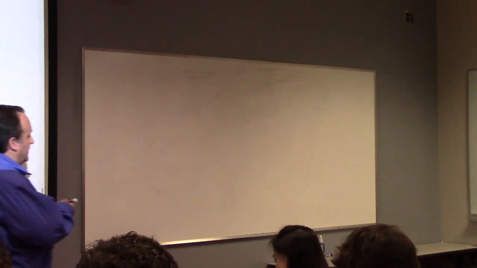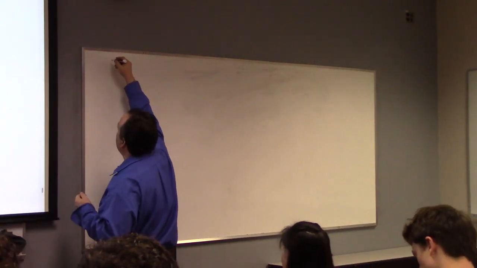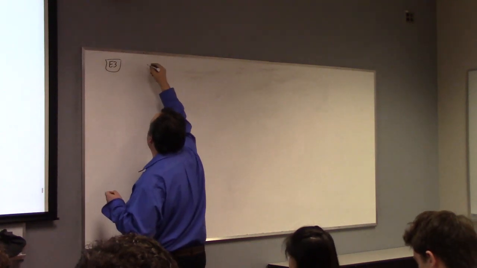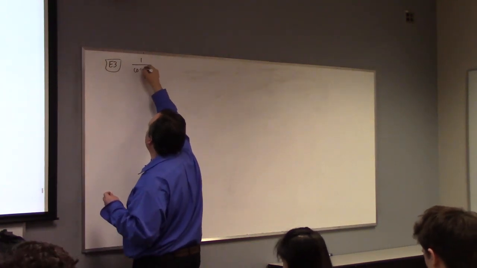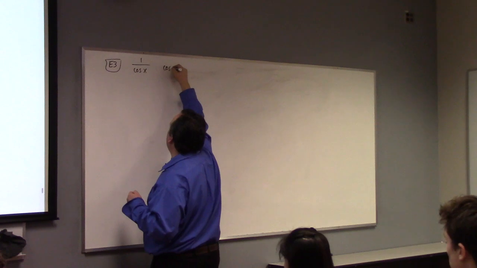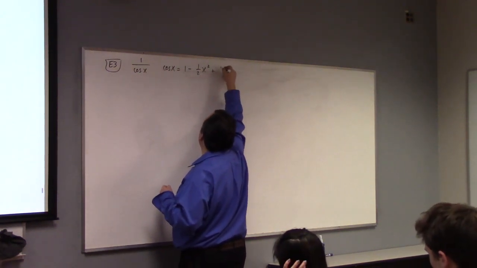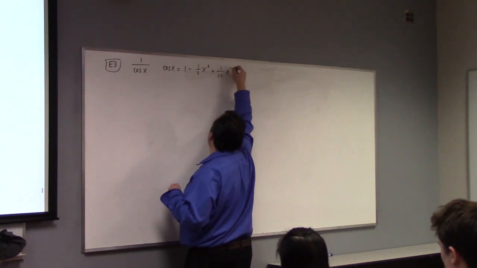All right, so we're going to divide 1 by the cosine series. Let's do 1 over cosine x. So cosine x is what? It is 1 minus 1/2 x squared plus 1 over 24 x to the 4th.